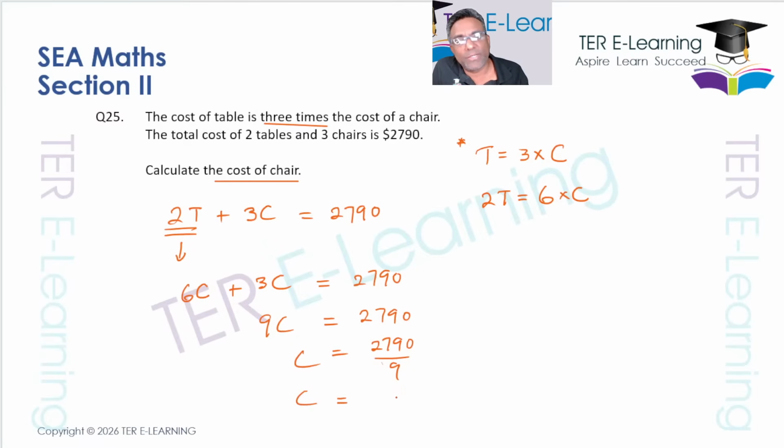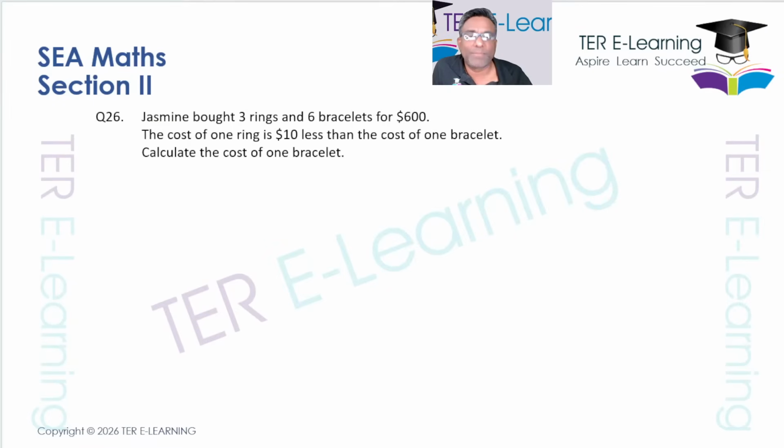When I work this out, I can do a short division. 9 into 27 is 3. 9 into 9 is 1. So this here will be $3.10. That's the cost here. So that's 25.